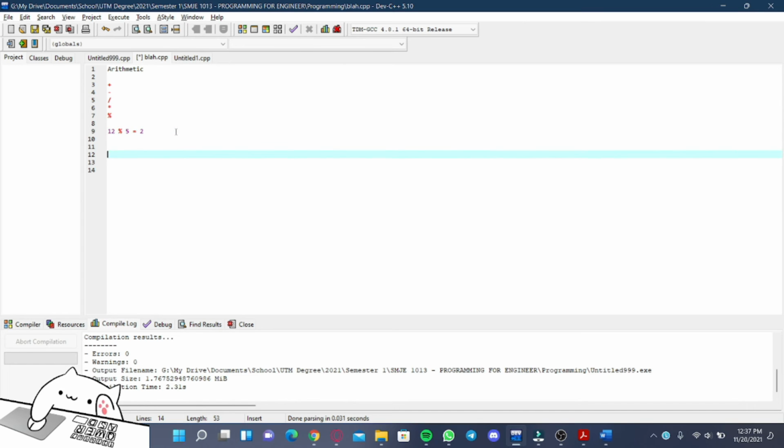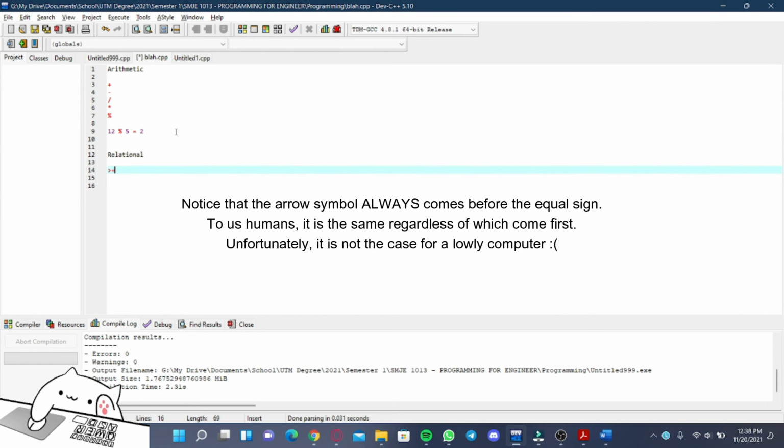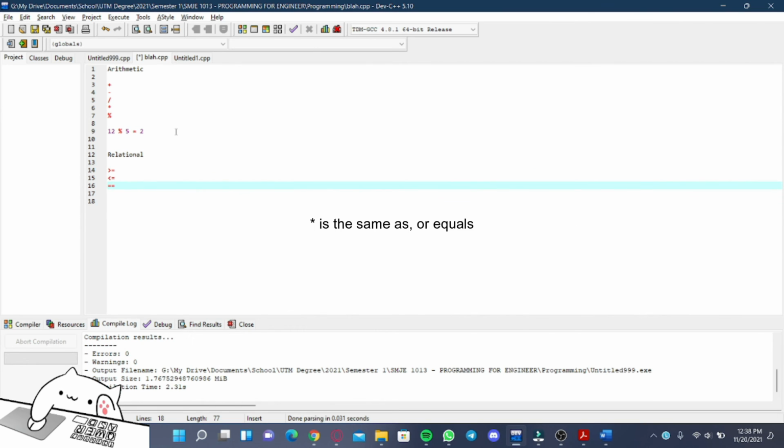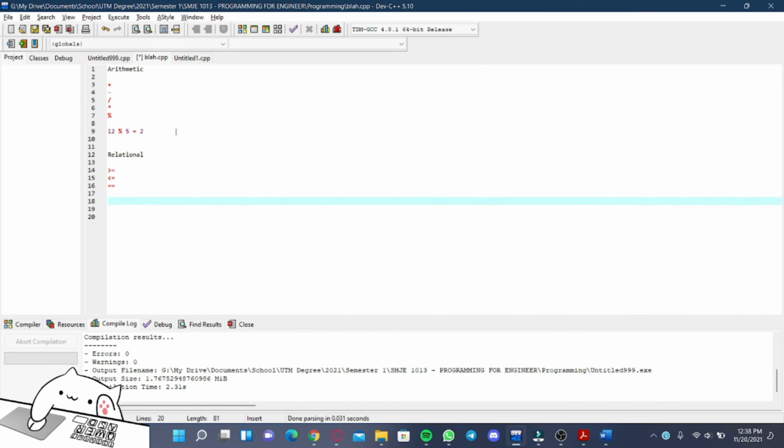We are also going to be looking at relational operators. There are only 3 types of relational operators and one that represents not equal to. So the 3 types are more than or equal to, less than or equal to, and is the same as. If you want to put not equal to, that would be exclamation mark followed by the equal symbol. You can also use these symbols individually, for example, more than or less than.